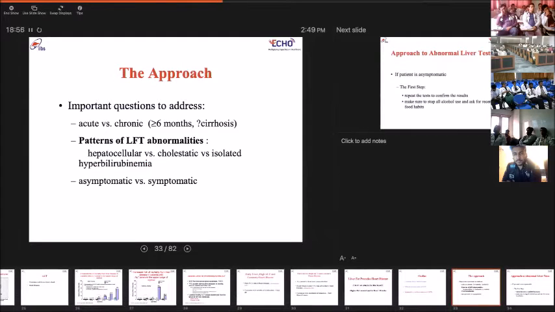So coming on to the approach to the LFTs, they can be acute or chronic. More than 6 months is usually defined as chronic, and then the pattern of the LFT abnormalities matters, that is whether it is an isolated increase in the bilirubin, whether it is a hepatocellular form of jaundice or cholestatic, or whether it is symptomatic or asymptomatic.